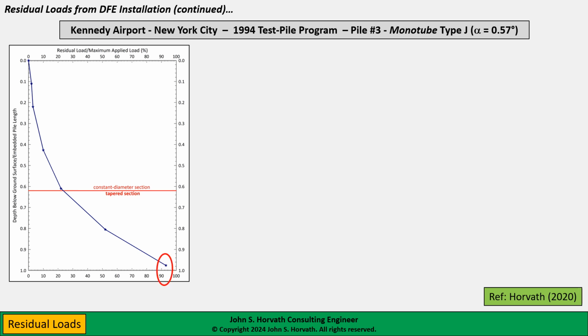And we see that, again, almost 100% of the ultimate load was already mobilized as a residual load down at the toe. And we see that within the tapered section, the residual loads are a fairly substantial part of the eventual ultimate load in the pile shaft, less so in this upper portion of the constant diameter section. So this is a point I made earlier, that in these two piles, almost 100% of the ultimate toe resistance was already mobilized as residual load.